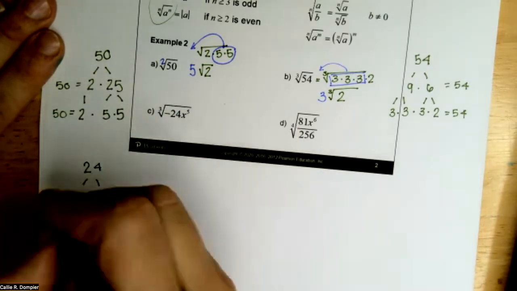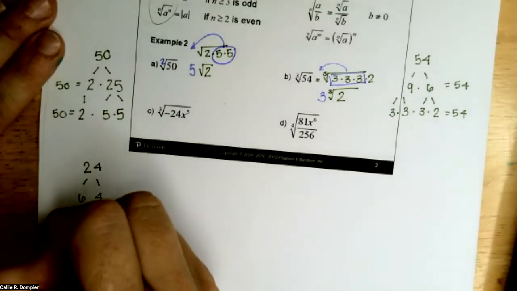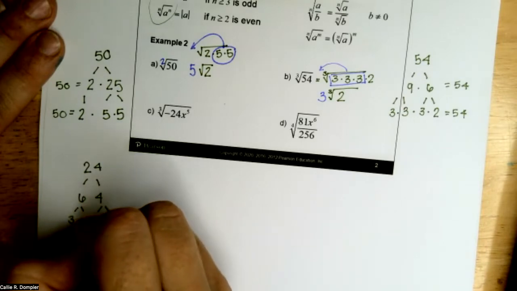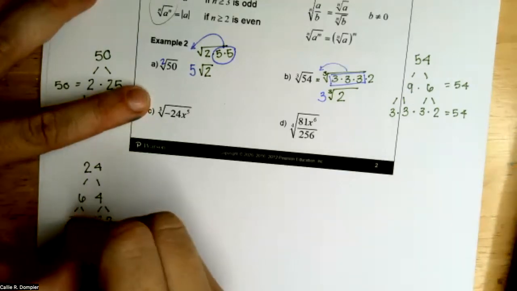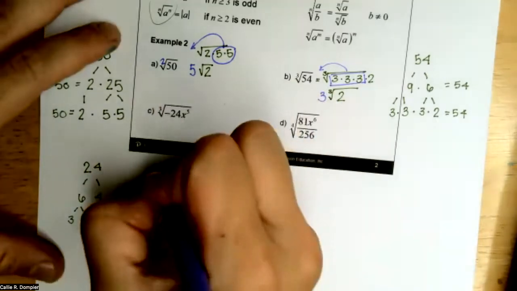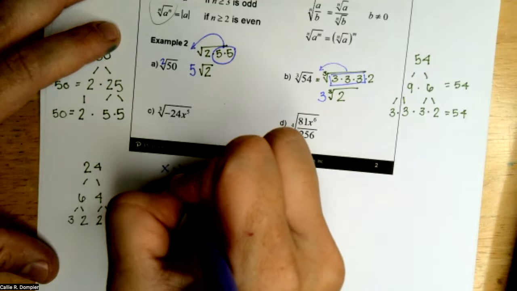24 is 6 times 4, right? 6 is 3 times 2. And 4 is 2 times 2. And I'm looking for groups of 3. So I have a group of 3 2s. And then I can take my x separately. I just look at them as x. X to the 5th is 5 x's.